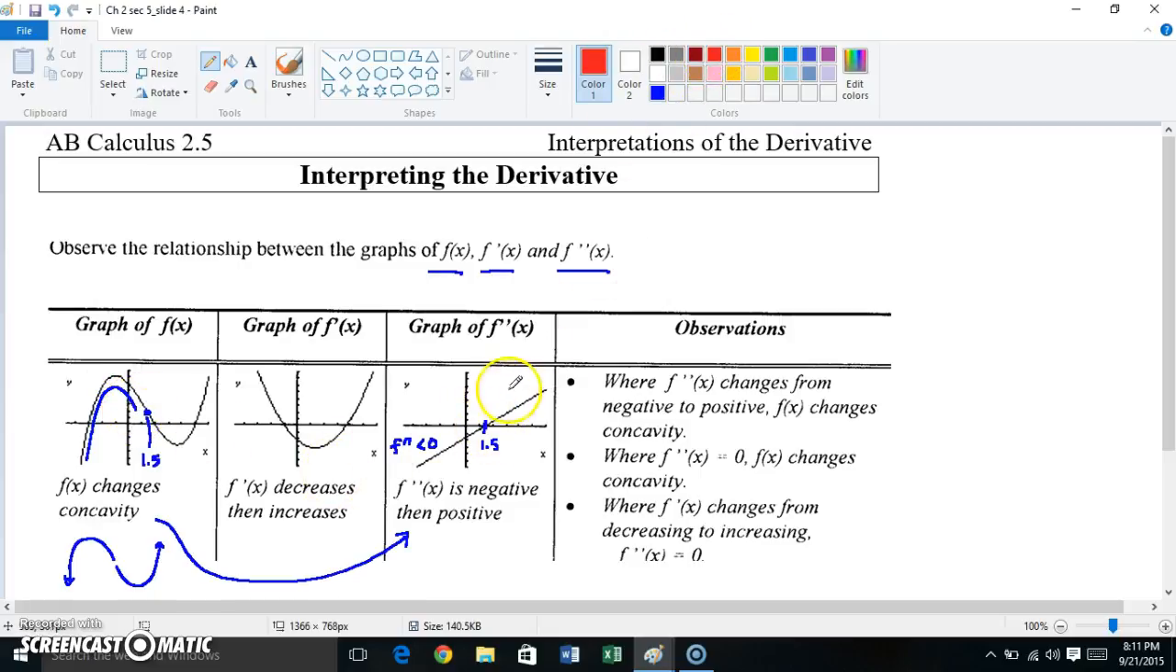Okay, to the right of 1.5, f double prime is greater than 0. Okay, and notice our graph is now concave up. Okay, so when the second derivative is positive, our function will be concave up. When the second derivative is negative, our function will be concave down.